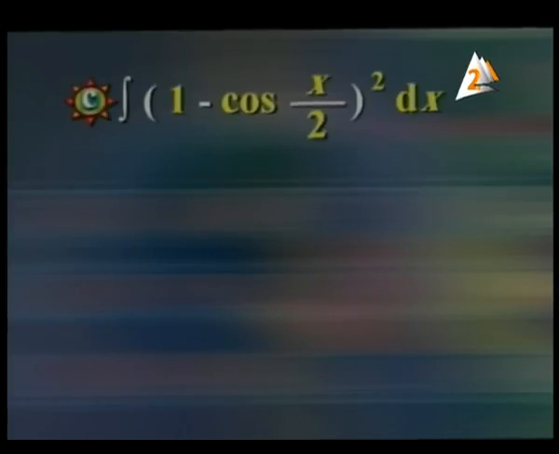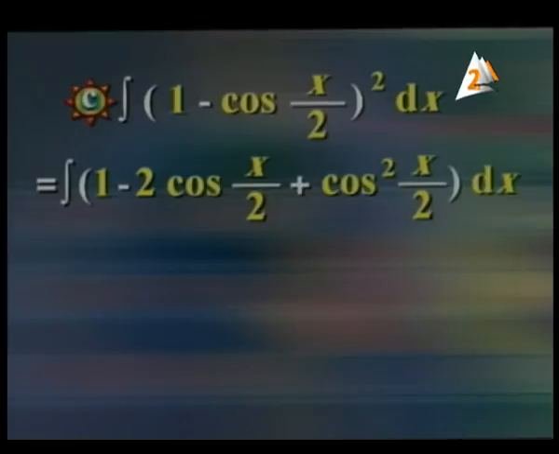After that, integration of the bracket containing 1 minus cosine x over 2 for all power 2 with respect to dx. Remember, 1 times 1, 1 times cosine x over 2 for all power 2. After that, first times second times 2, the bracket becomes the bracket containing 1 minus 2 cosine x over 2 plus cosine squared x over 2 dx.